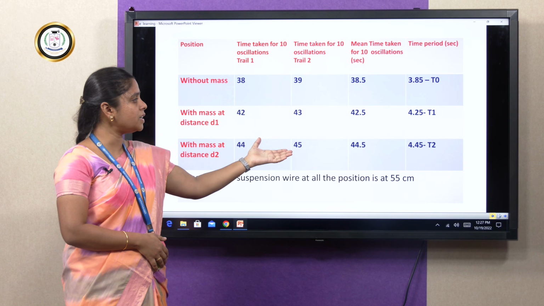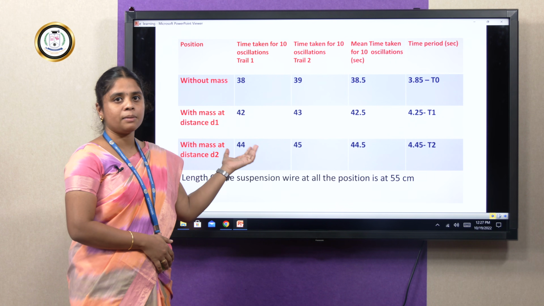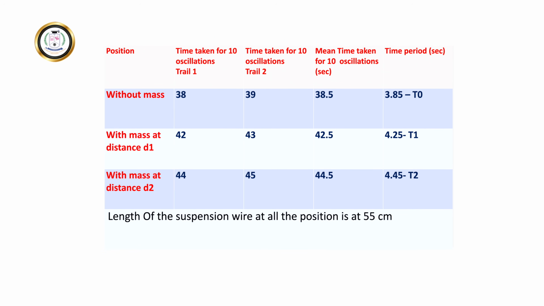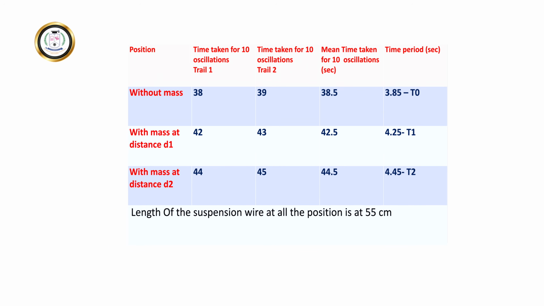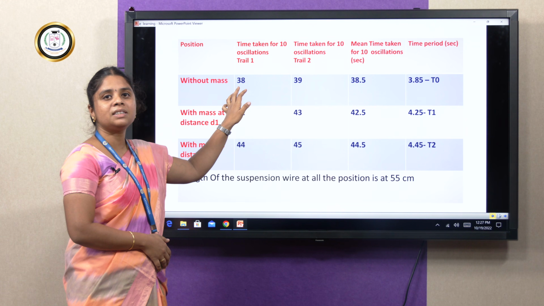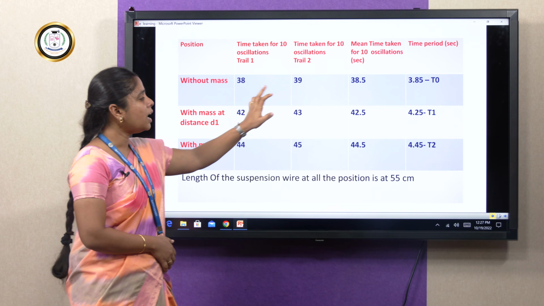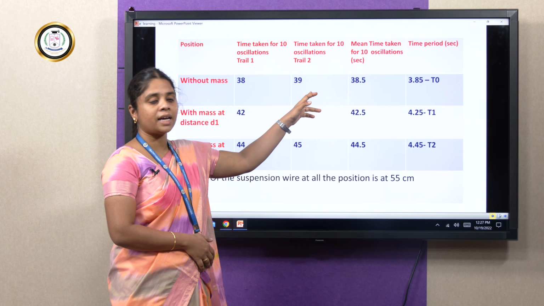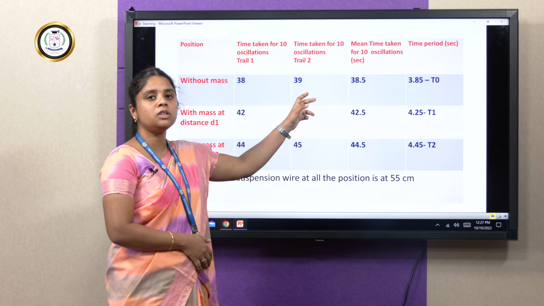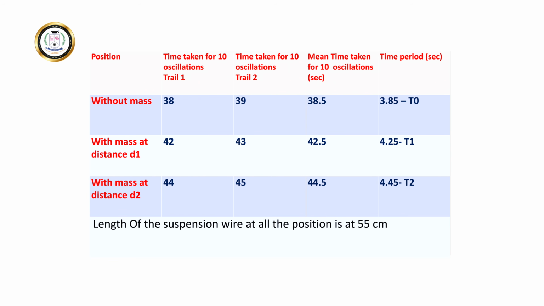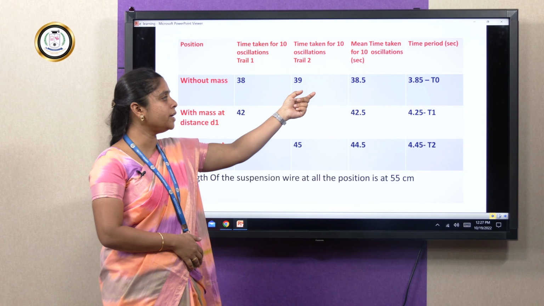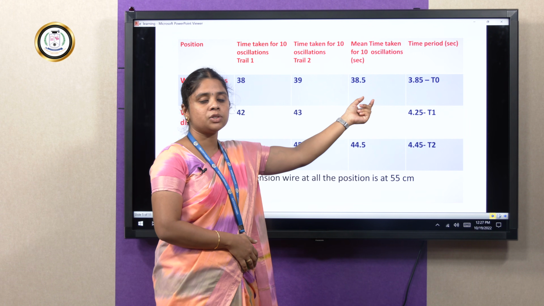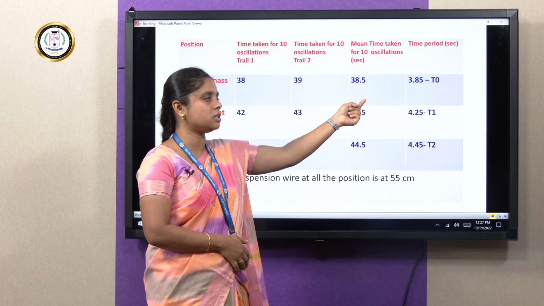Here I have given certain examples for the time period. Let us consider the time period for 10 oscillations which has been taken during the position 1 without masses. Let us consider it is 38 seconds in trial 1 and for trial 2 it took 39 seconds to complete successive 10 torsional oscillations. What do you mean by mean time taken for 10 oscillations? It is nothing but adding trial 1 and trial 2 and dividing by 2. That is our mean for 10 successive torsional oscillations.